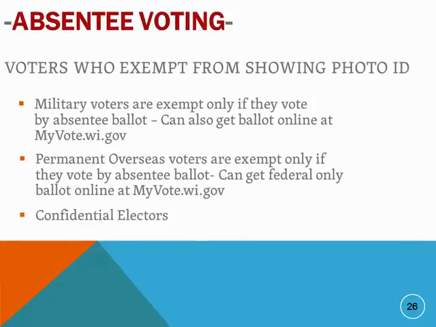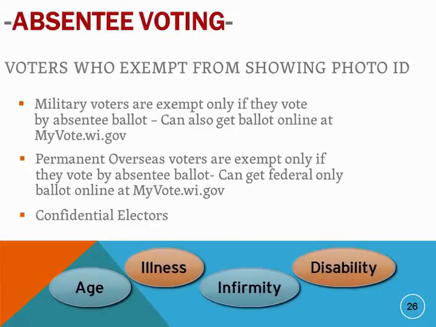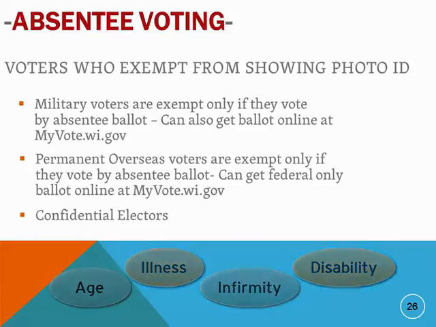If you're an active member of the U.S. Armed Services, you have another option to receive an absentee ballot. You can request and receive your ballot online through myvote.wi.gov. This option is only available to military voters and permanently overseas voters. These voters do not need to provide a photo ID when requesting their absentee ballot.